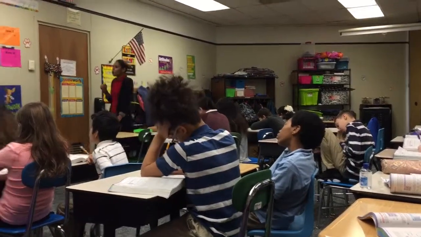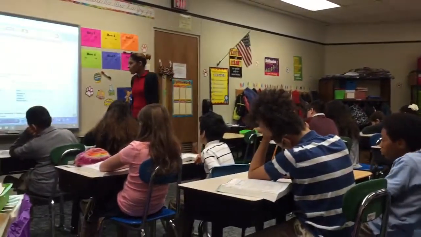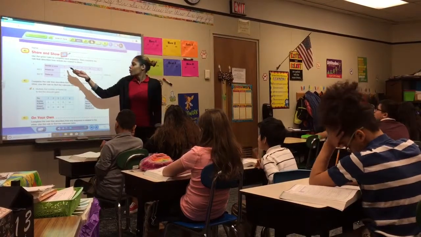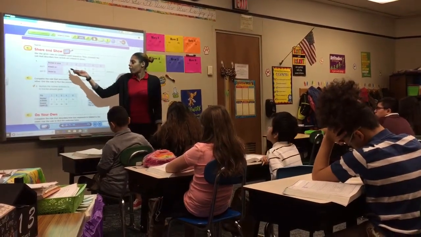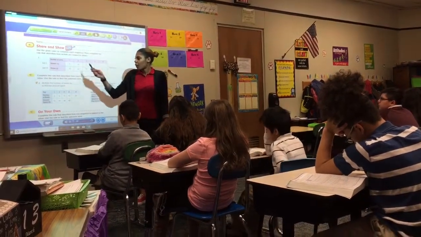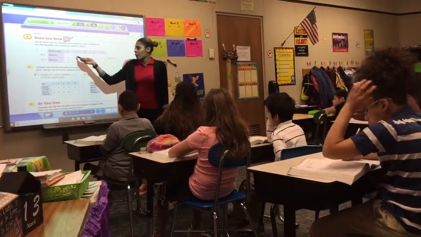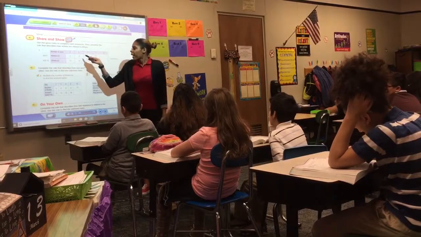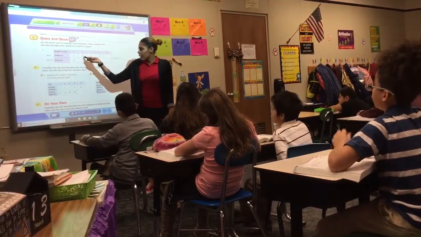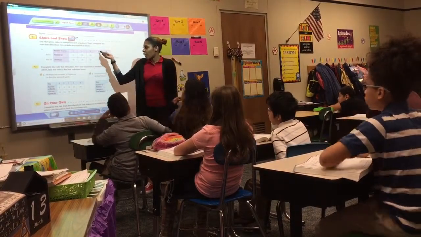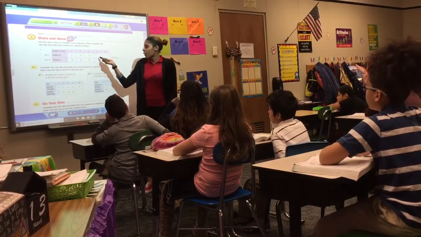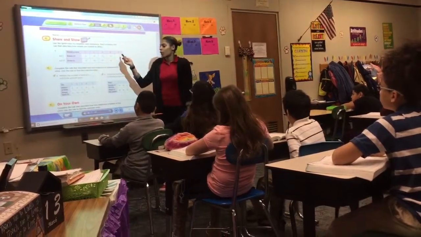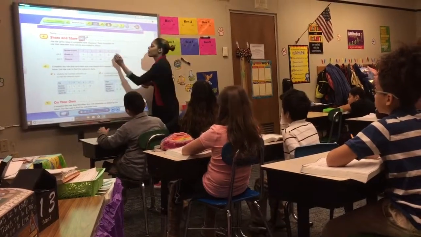So if we have 1 nickel, we're adding 5. So we're adding 5 for 1 nickel is 5. We got 2 nickels, 5 plus 5 is 10. We got 3 nickels, so 10 plus 5 is 15. We got 4 nickels, 15 plus 5 is 20. We got 5 nickels, 20 plus 5 is 25.